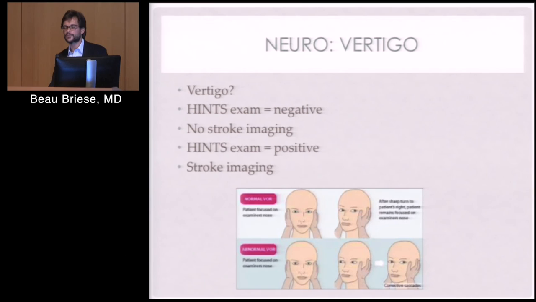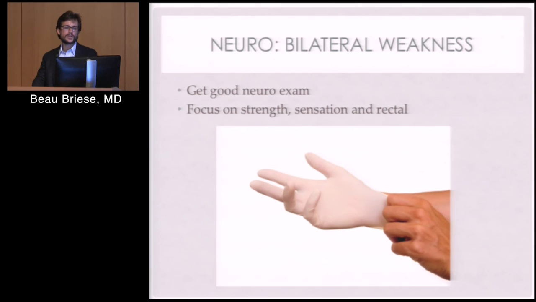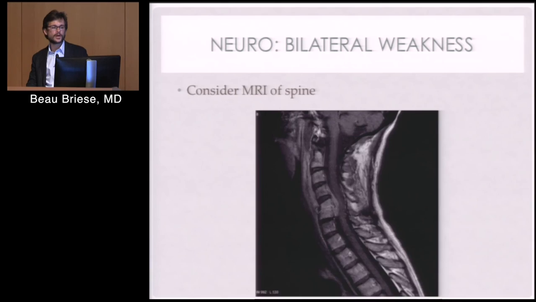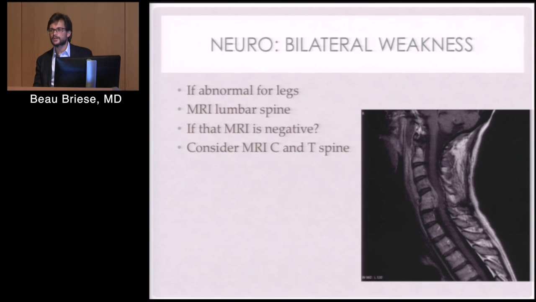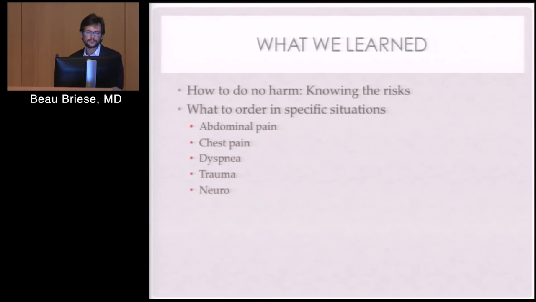Bilateral weakness, get a good neuro exam, strength, sensation, and that rectal. Bilateral weakness, of course, you've got to consider MRIs of the spine. If it's in the legs, you may start with the lumbar spine and then do the MRI of the C and T spine. If it's normal in the arms, maybe just the C and T spine.